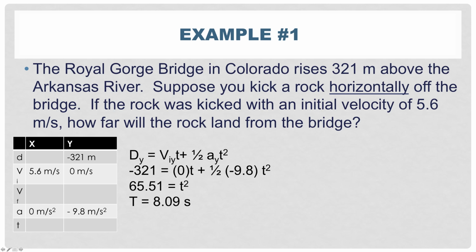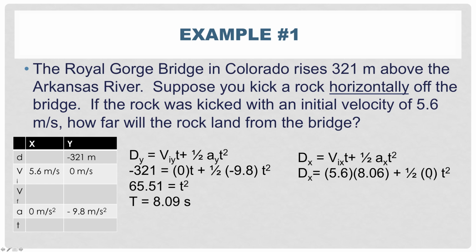So the time is the same in both columns. So we can use that answer to then find a horizontal distance. So we would write into our chart 8.09 in both columns. So we take the same formula, but now in the horizontal. So I've got x's here instead. You plug in everything you know. Since our acceleration is 0, that part cancels out. So we're just multiplying 5.6 by 8.06, and that gives us 45.3 meters. So our answer to the question of how far the rock will land from the bridge is 45.3.